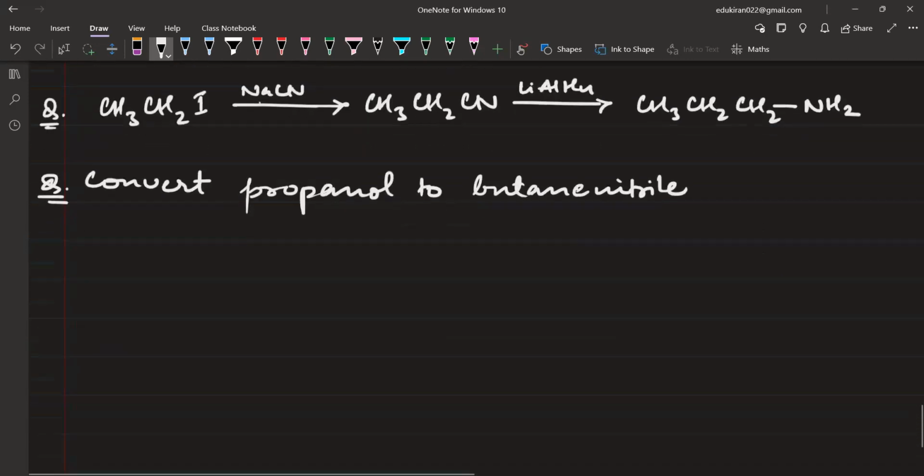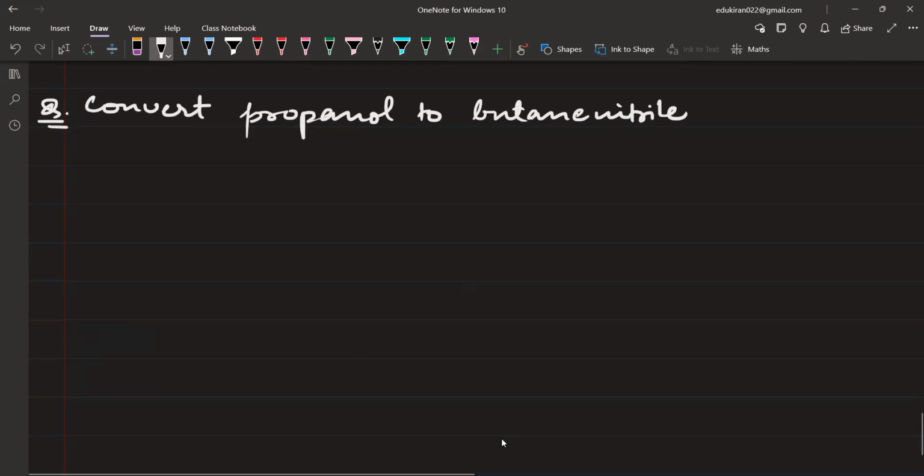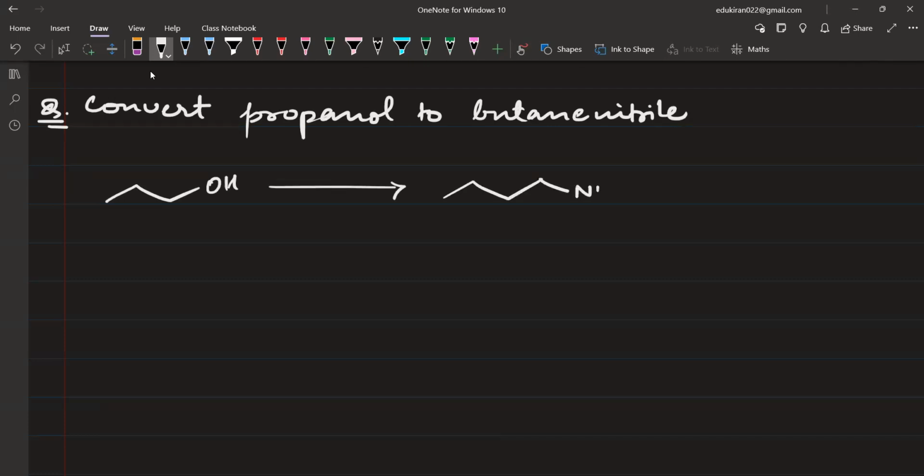हो पाएगा? कम से कम structure बनाइए देखिए. Propanol, what is propanol? 1 2 3 carbon atoms and then you have OH. This is propanol. And then you have butane nitrile. My bad. 1 2 3 carbon atoms and then OH. You have to convert this to butane nitrile. 1 2 3 4 carbon atoms and then CN.